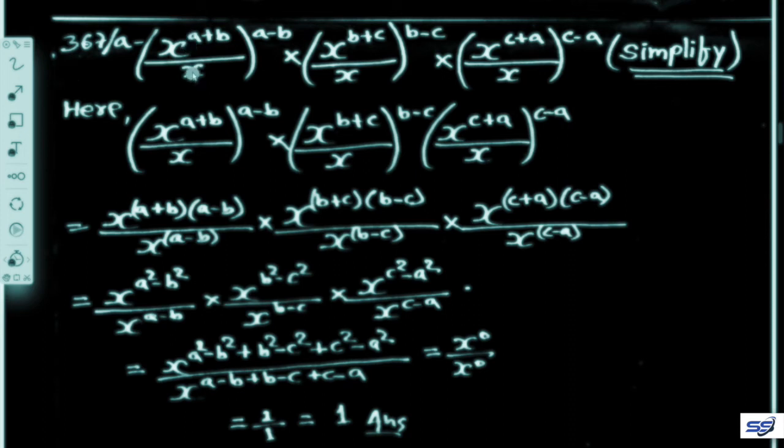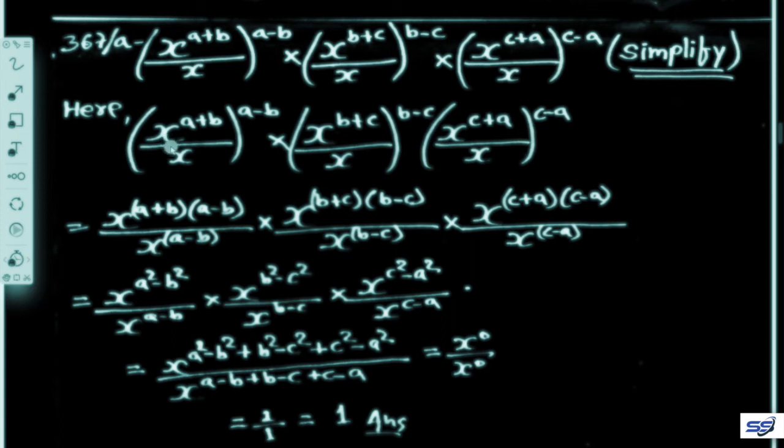367 upon A. Given here, x power a plus b upon x whole power a minus b into x power b plus c upon x whole power b minus c into x power c plus a upon x whole power c minus a. This is also simple form. This is our problem. Now we have to simplify this. Make this simple form. Simplify means make this in simple form.